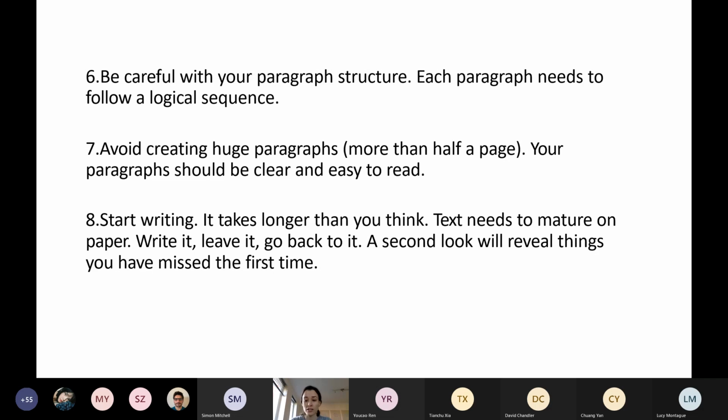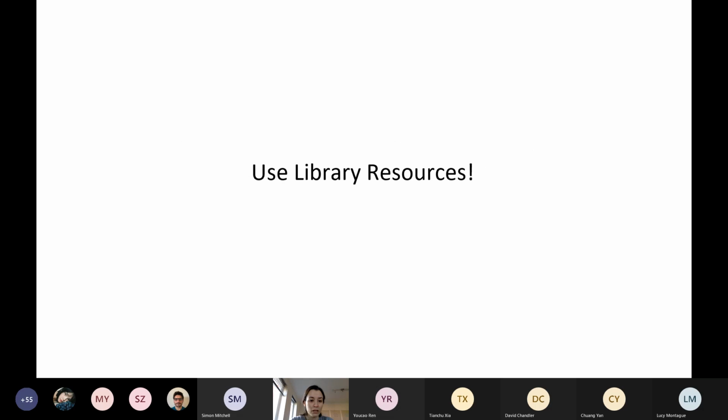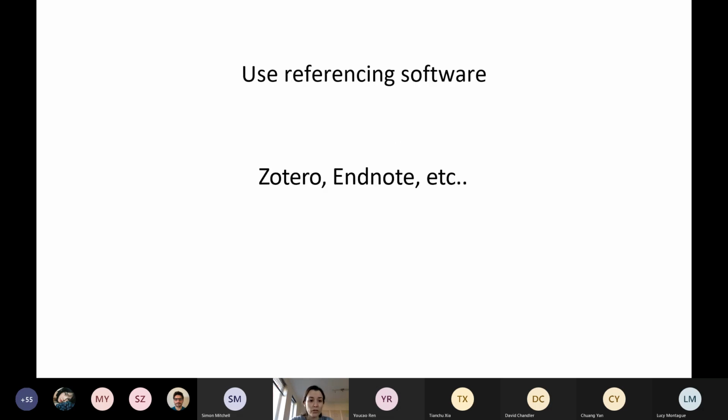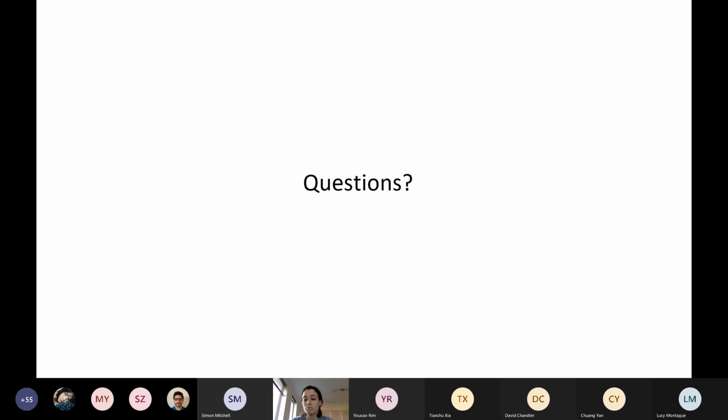It's not a process that you do from beginning to end and never go back to. It's something that needs to be done and redone and rewritten constantly in order for it to be coherent and in order for it to be a good research piece. Use library resources. I'll stop there.